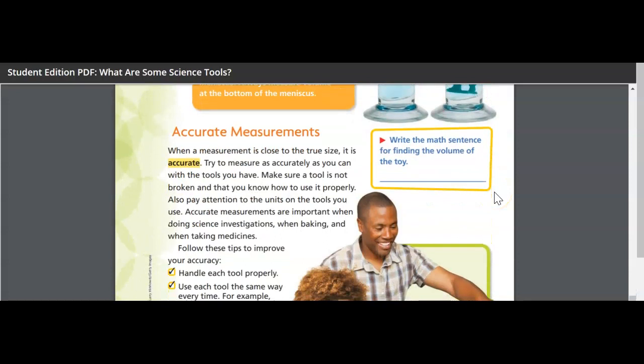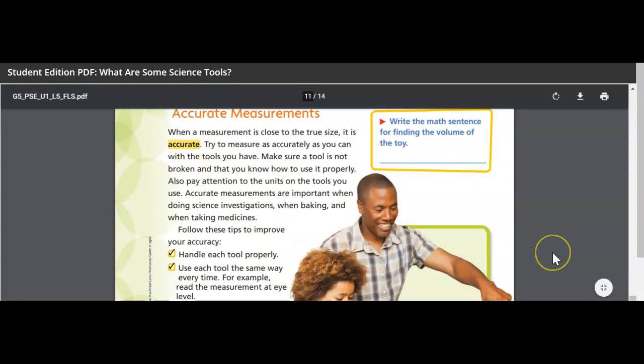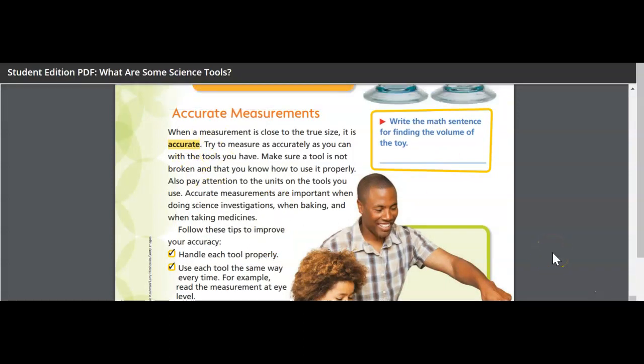Okay. Accurate measurements. When a measurement is close to the true size, it is accurate. Another vocab word. Try to measure as accurately as you can with the tools you have. Make sure a tool is not broken and that you know how to use it properly. Also, pay attention to the units on the tools you use. Accurate measurements are important when doing scientific investigation, when baking, and when taking medicines.